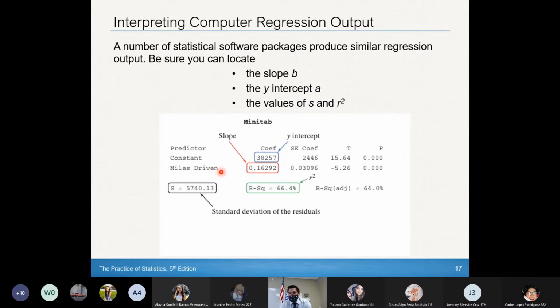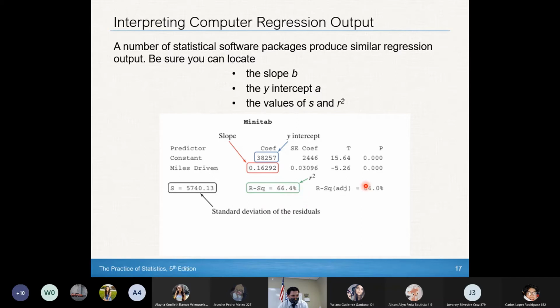Going back to one of the examples we saw yesterday with the used car, the Ford F-150, and the miles driven versus the price. This is the slope, 0.16292. So this would be b, this would be a, and y hat equals a plus bx. So you could write the linear regression equation using these two numbers here. We also have s, the standard deviation of the residuals, and r squared.